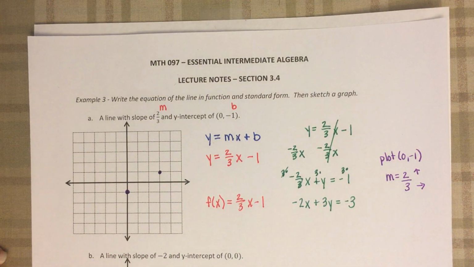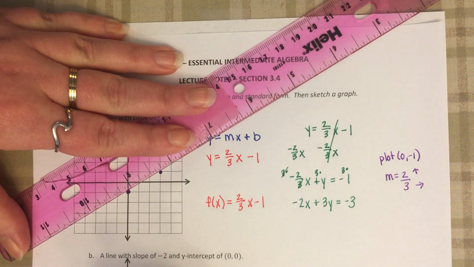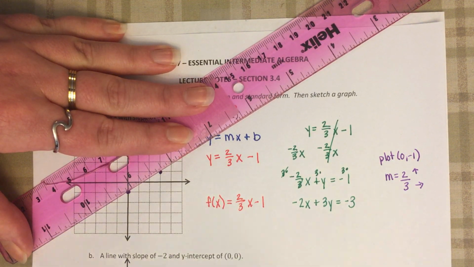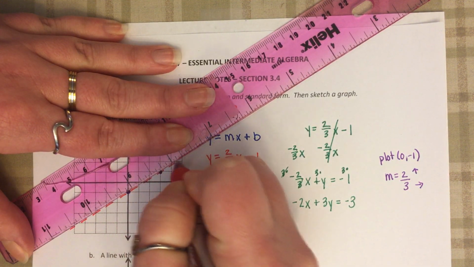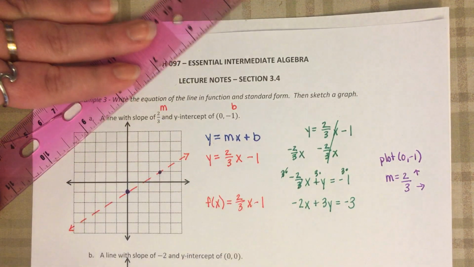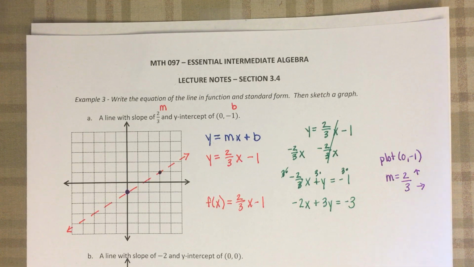Once we're done with this, we have a minimum of 2 points to create a straight line. So we are going to connect our dots that we have here. And there is a sketch of our linear function. So we started with our slope and our y-intercept. We took those to come up with our slope-intercept form, which gave us our function form. We then switched that slope-intercept form to standard form, which gave us the equation in green. And then we plotted 2 points to get a line that we could then sketch in.